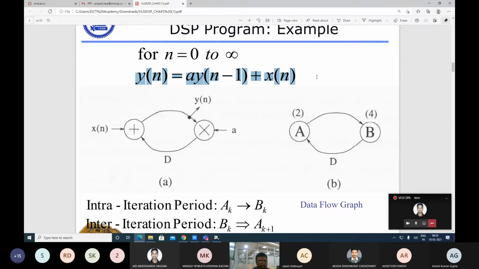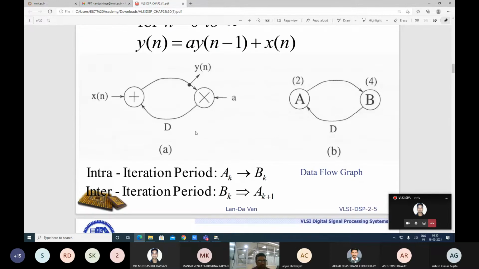So this is my DSP algorithm, and the DFG is drawn like this. I am providing x(n), it is generating y(n). Now y(n) is multiplied by a. The output of this multiplier is a times y(n), and through the delay D I am generating y(n-1). This a times y(n-1) will be added with x(n) and generate y(n).